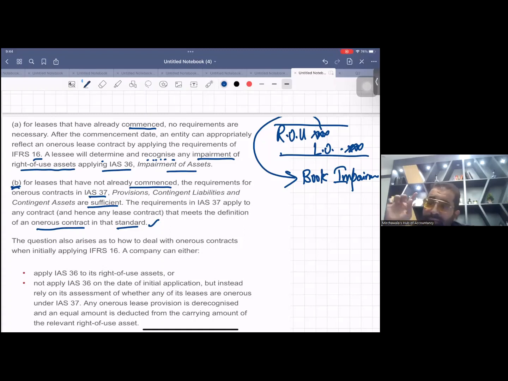Now part B. If the lease has not commenced, that means you have not booked the entry ROU debit and lease obligation credit. So now you are free. You are free to use IAS 37 onerous contract accounting.